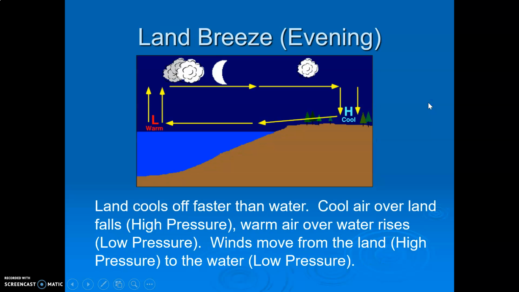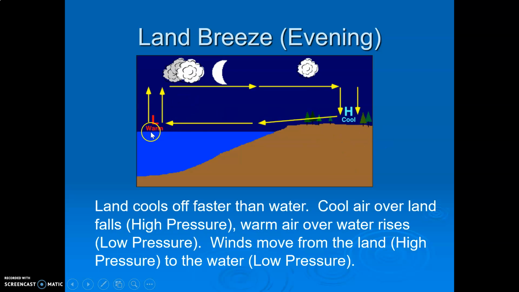In the evening, you have the opposite. Because just like if I take that pot off the stove, or if I turn the stove off, the stove cools down quickly. So the land's going to cool down quickly. But the water, if I take that boiling water off the stove, 10 minutes go by, that water's still warm. It takes much longer to cool down. So land's going to cool very much faster than the water.